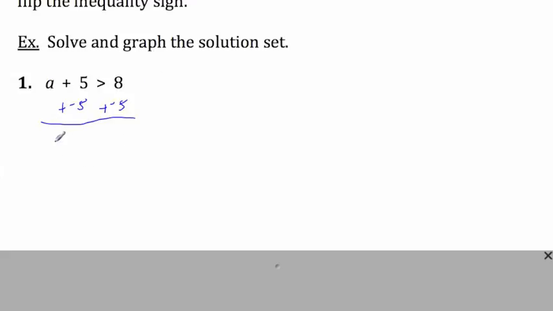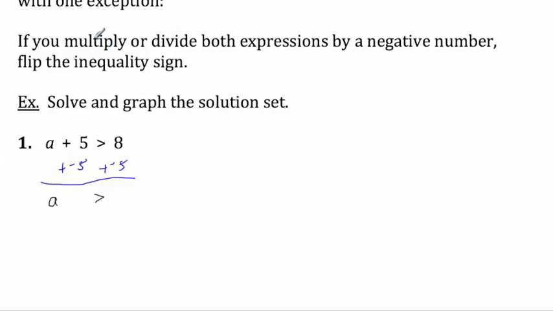This will leave me with, in the left-hand expression, just a. I bring down my inequality sign. This says is greater than. Now, I know that I don't flip the sign because the only time that I will ever flip the sign is if I multiply or divide both expressions by a negative number. And I didn't multiply or divide. I added, so I'm not going to flip the sign. In the right-hand expression, I have 8 plus negative 5, and 8 plus negative 5 is 3. I've got my variable alone, so I now know that a, whatever it is, must be greater than 3.